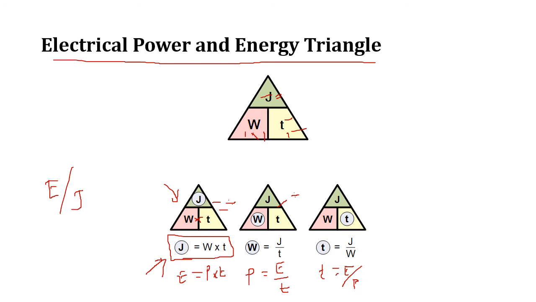So we can find the unknown value. If we know the power and time, from this equation we can find out the electrical energy. If we know the energy and time, we can find the power. So from this third equation, if we know the energy and power, we can simply find out the time.